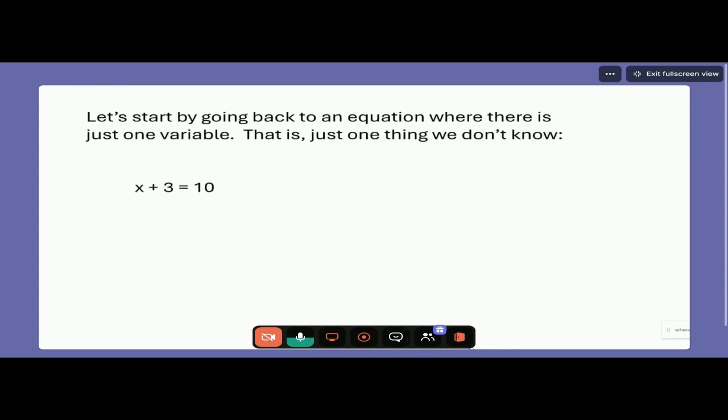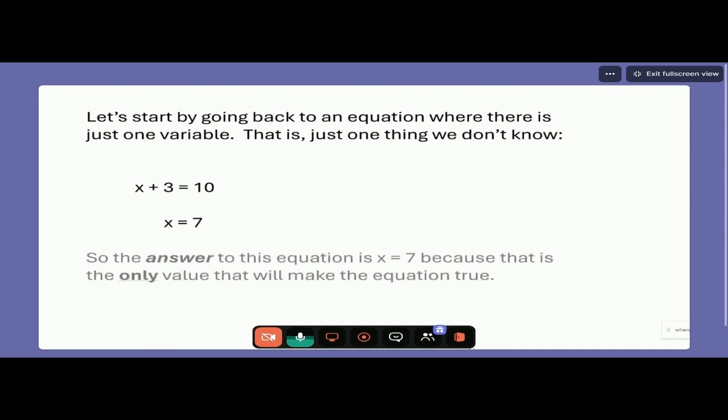So in the same way that if we go back to an equation with just one variable, here's an equation with one unknown, right? X, we don't know what X is. We want to find out what X is, and I picked a nice easy one, so without doing a whole bunch of complicated equation solving, we can probably see there that X is 7 is the value that will make that equation true. 7 plus 3 equals 10. So the answer to that equation is X equals 7, because X equals 7 is the only value that will make the equation true. 7 plus 3 is 10.